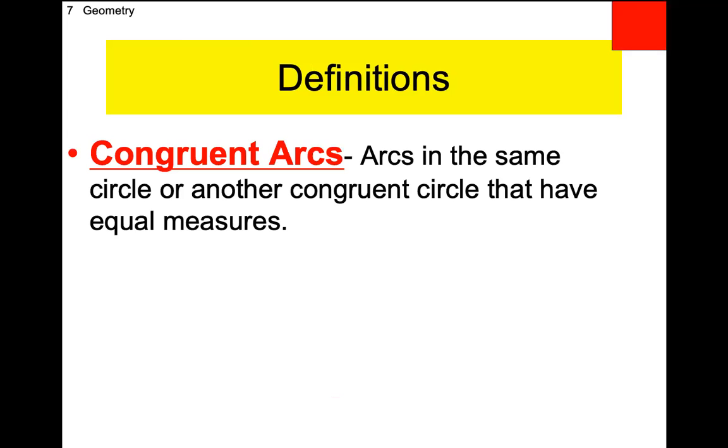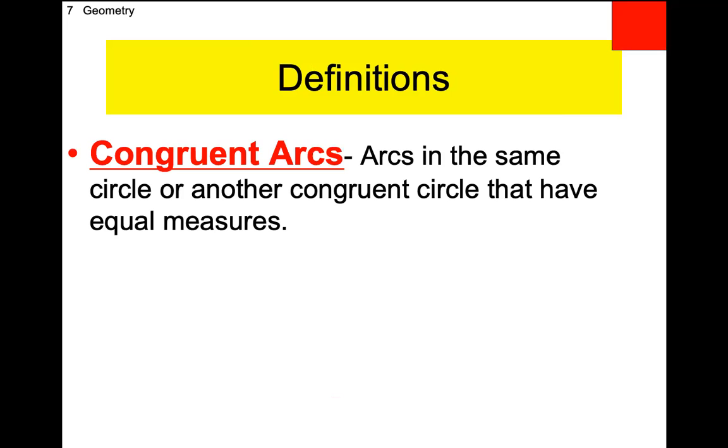This is the weird one that you got to do a little bit of thinking to. They're called congruent arcs. Now, we've dealt with congruency before. Be careful what it says in the definition. It's critical that you understand what's going on here. It says arcs in the same circle or what? Or another congruent circle.